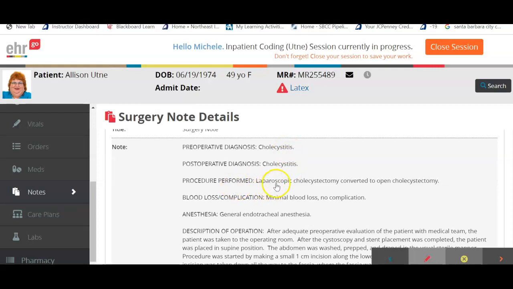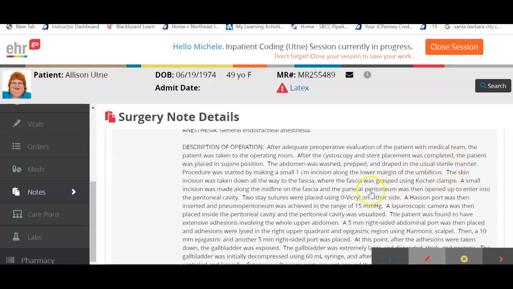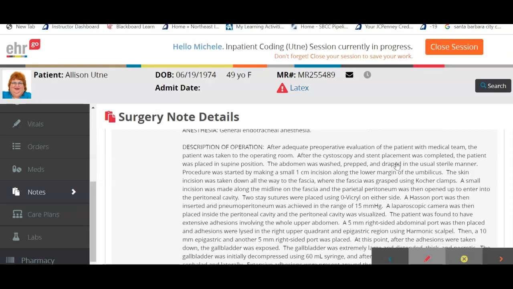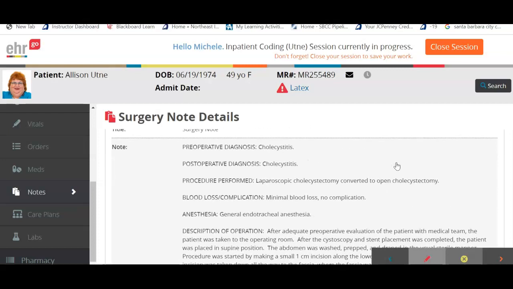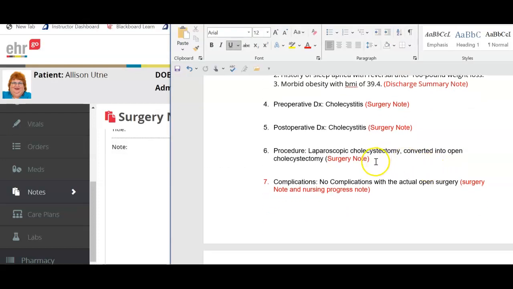Here's our procedure performed. We have our laparoscopic cholecystectomy. They converted it to an open cholecystectomy. The reason they converted is that this patient had too much adipose tissue, which is hard to get through with a scope. So they had to take the scope out and make an incision to take the gallbladder out. All right, let's go back to this.